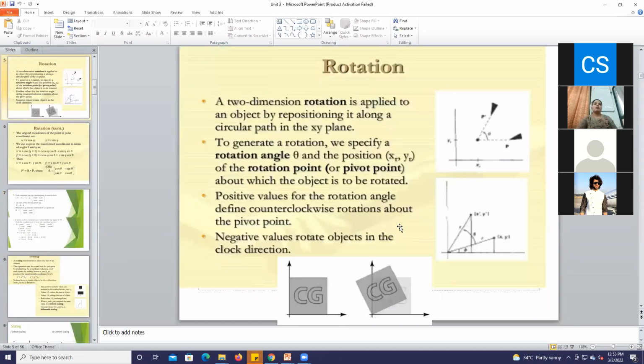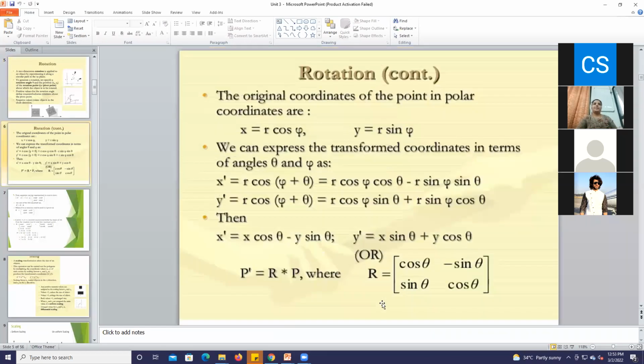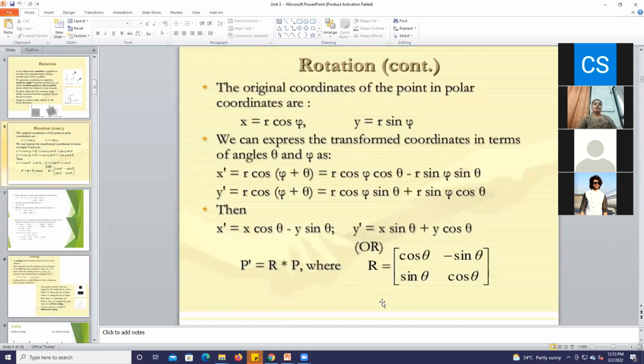Then rotation is nothing but, with respect to a specified point, the rotation is carried out with a certain angle, and the direction is either clockwise or anti-clockwise. So that is about the T matrix for the rotation. Cos theta, minus sin theta, and cos theta. That is the T matrix for anti-clockwise rotation.